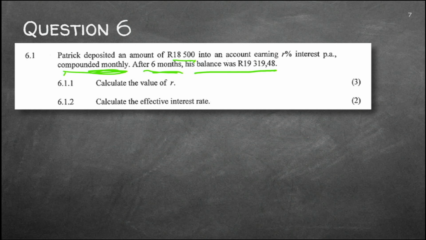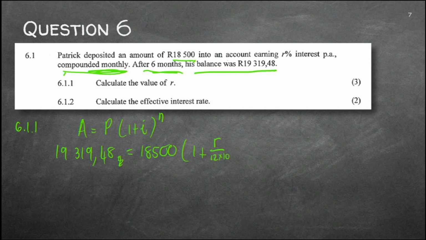So once again, no monthly installments, no fixed amount at a specific time. There's no X. So it's not an annuity. It is just normal A-P-N equations. So 6.1.1. And we can simply say A is equal to P times (1 plus i) to the power of n. So your A value would be 19,319.48 is equal to 18,500 times (1 plus R over 12 times 100). So that's the interest rate, to the power of 6, because it's only for 6 months.